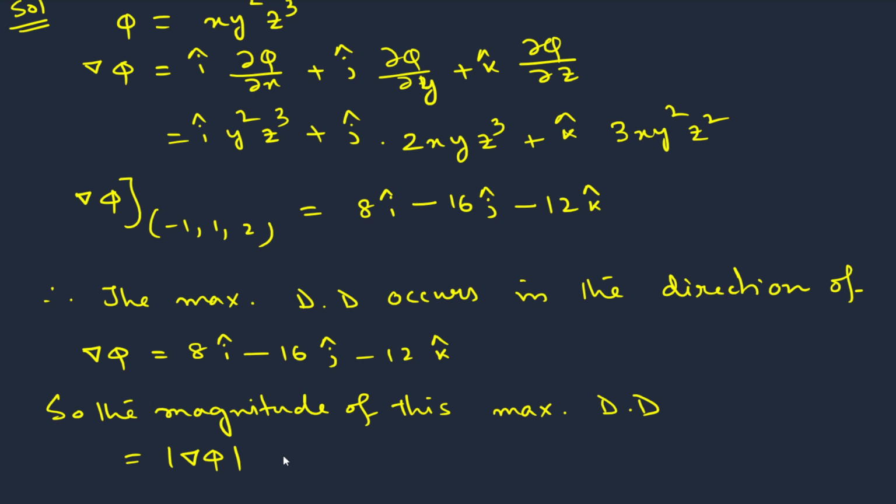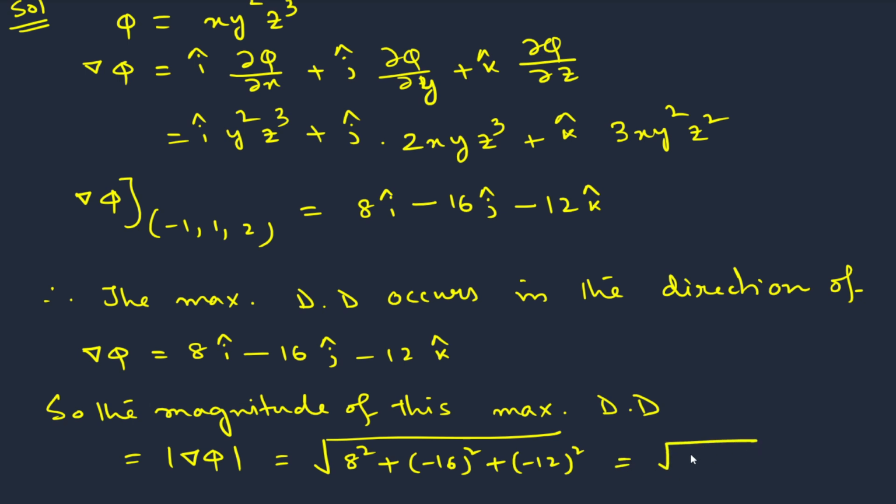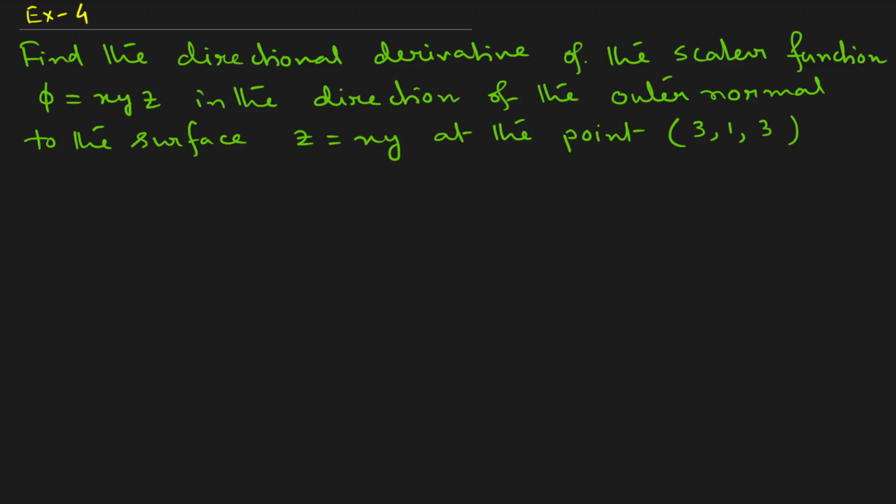Modulus of grad phi, which is root over 8 square minus 16 square and then minus 12 whole square. After calculation you will get 464. So let us move to the next problem. Again, in this particular problem, what to find? Find the directional derivative of a scalar function phi in the direction of the outer normal to the surface.